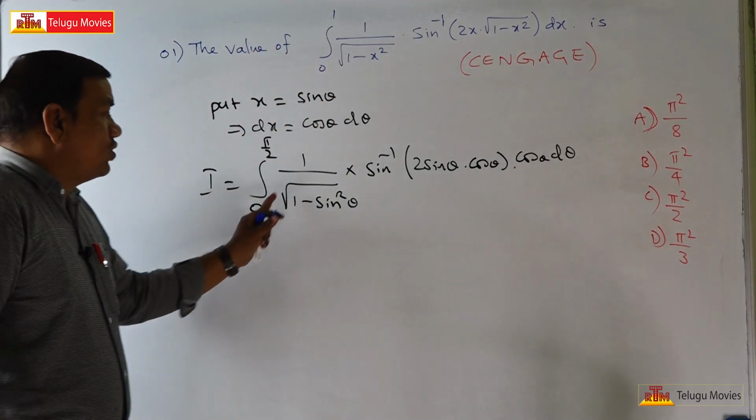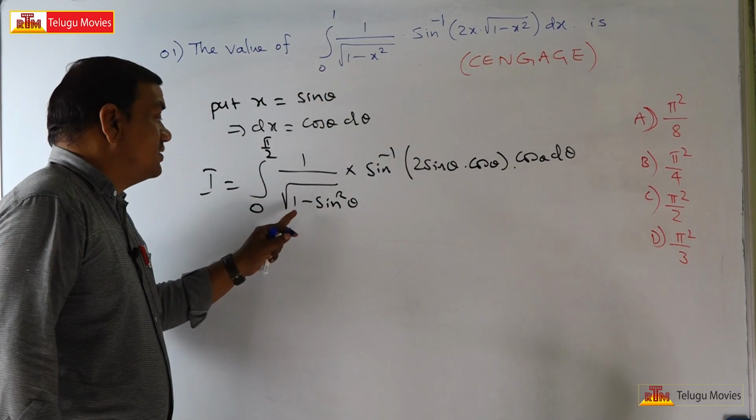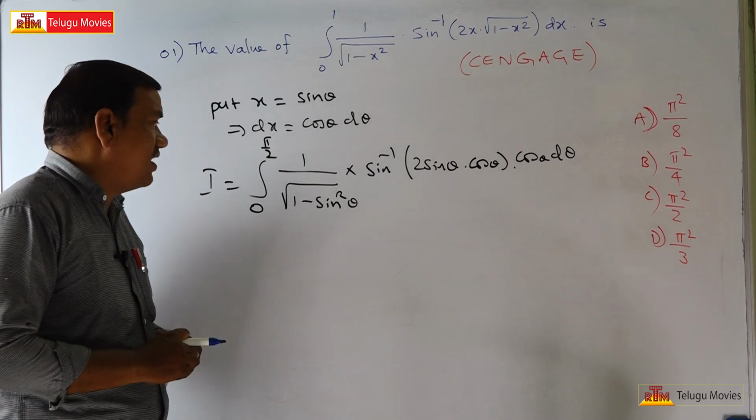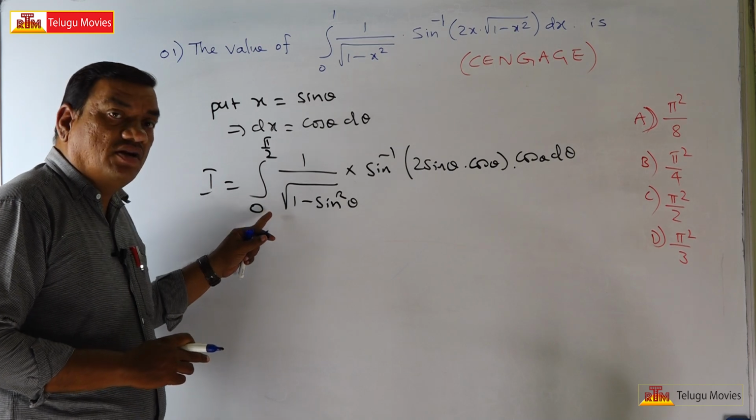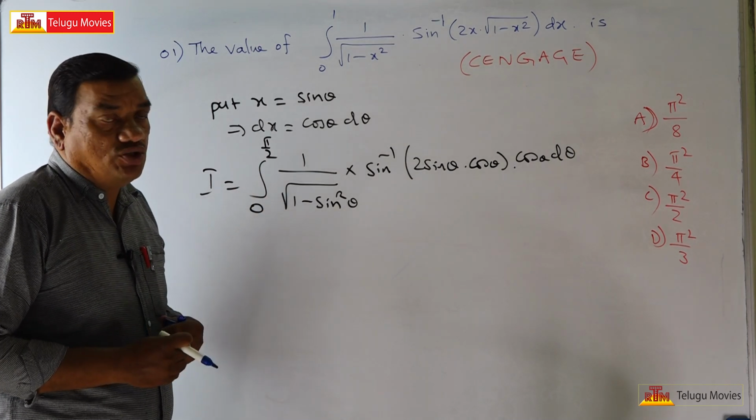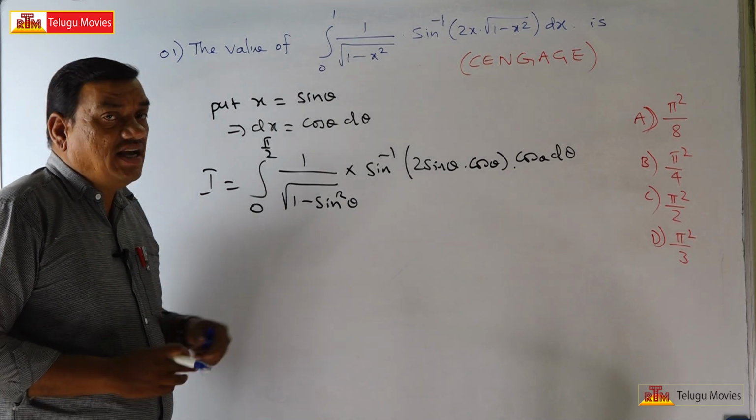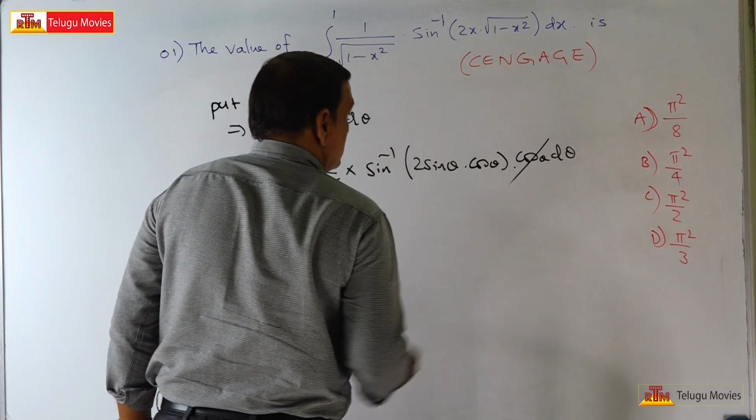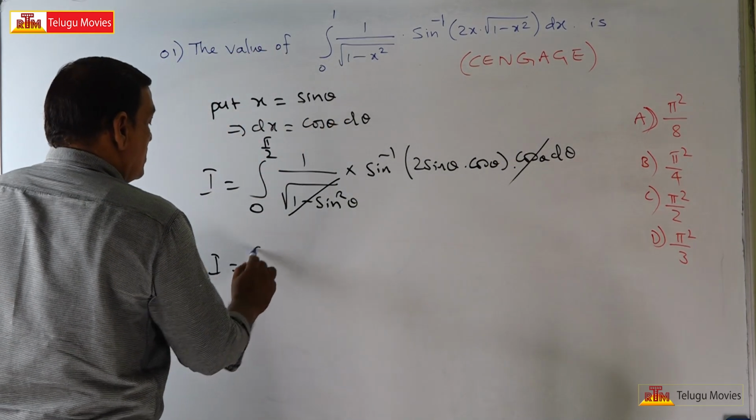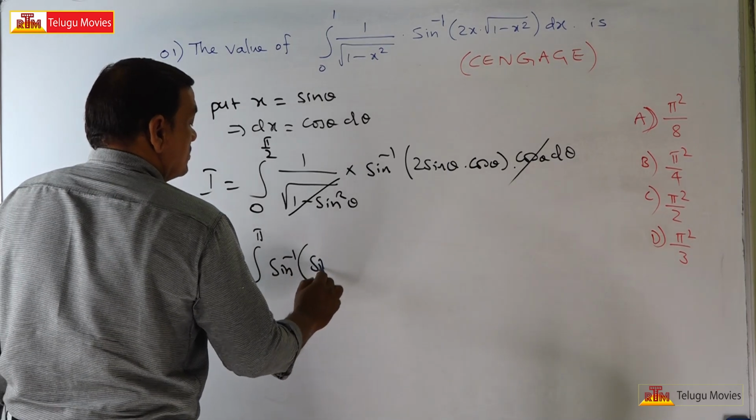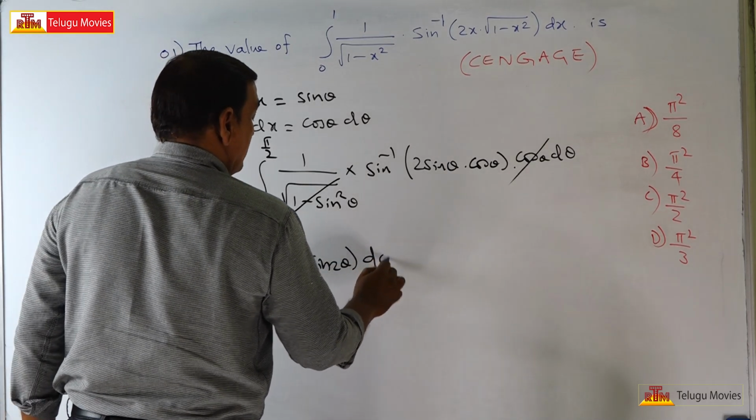Root of 1 minus sin square theta is cos square theta, and root of cos square theta is actually modulus of cos theta, but in the interval 0 to pi by 2, the first quadrant, cos theta is positive. Therefore we can take it as cos theta. You can cancel these two things and you will get the integral from 0 to pi by 2 of sin inverse of sin 2 theta d theta.